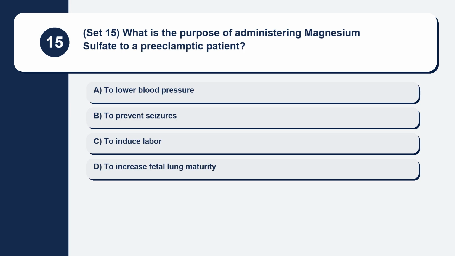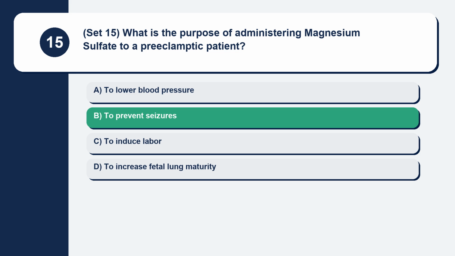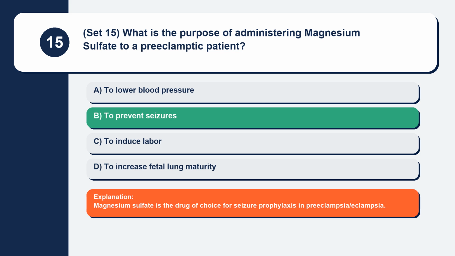Question 15. Set 15. What is the purpose of administering magnesium sulfate to a preeclamptic patient? To lower blood pressure, to prevent seizures, to induce labor, to increase fetal lung maturity. Magnesium sulfate is the drug of choice for seizure prophylaxis in preeclampsia/eclampsia.